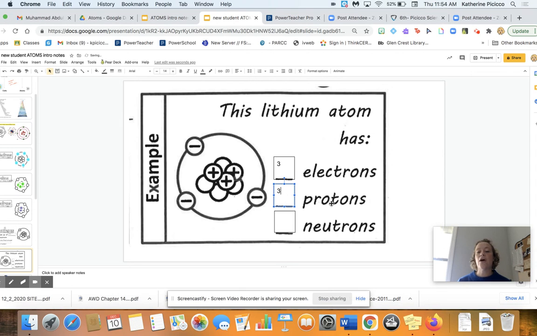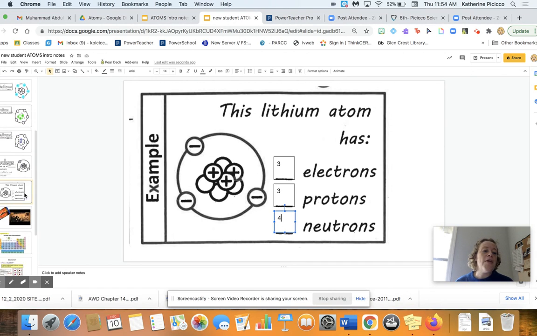Okay. And here's a general rule. The positives will always equal the negatives. So if there's 3 electrons, there's always going to be 3 protons. Okay. There's 3 of each. And then neutrons, it looks like there's 1, 2, 3, 4. And a lot of times this number is different. Sometimes it's the same, but protons and electrons are always the same.